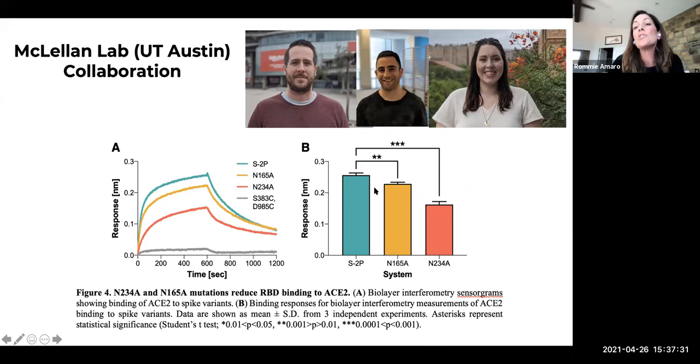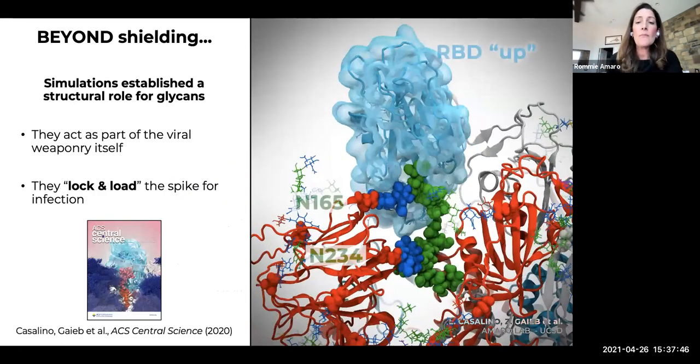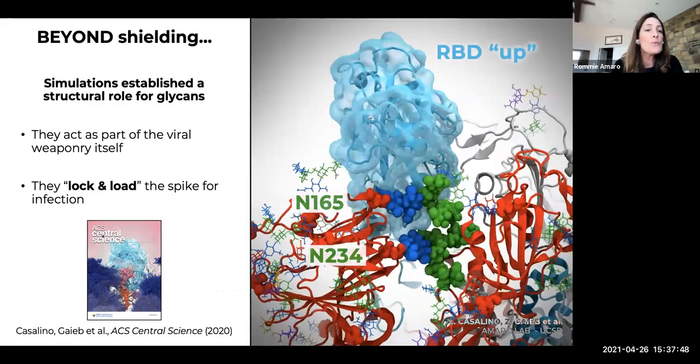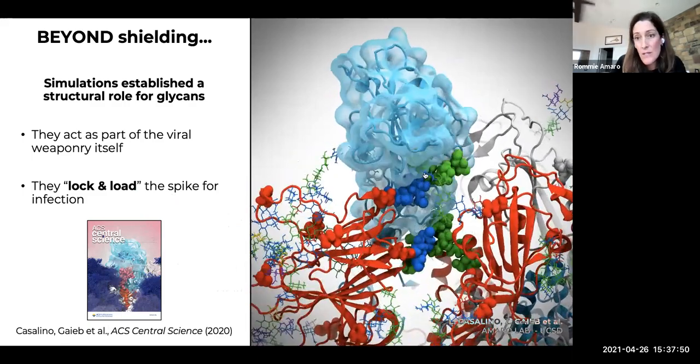And what this study showed us was that these mutations actually did reduce the ability of the spike to interact with ACE2, which supported our hypothesis that these glycans were actually helping to stabilize the spike in the up conformation. And so this work was published in ACS Central Science in October.